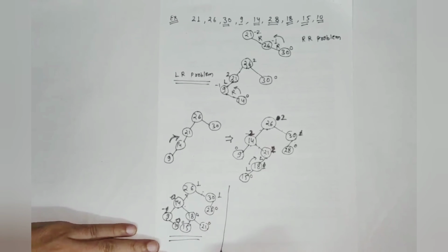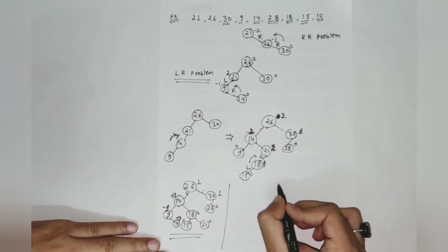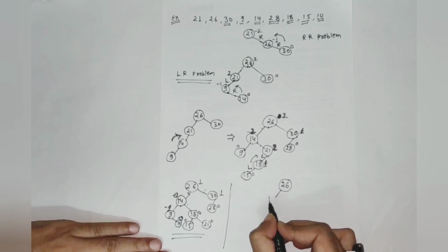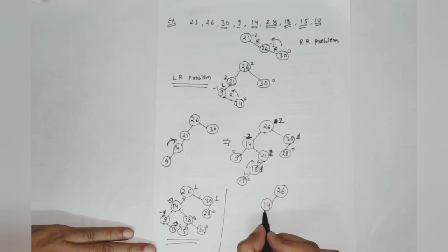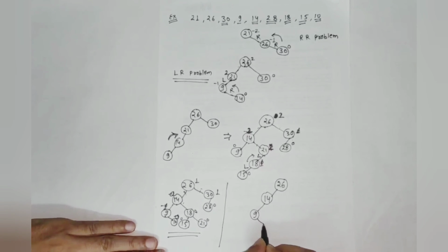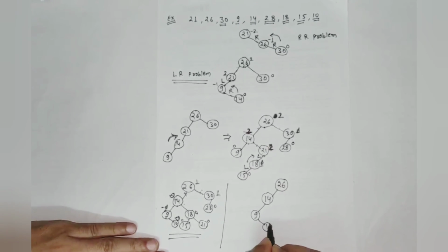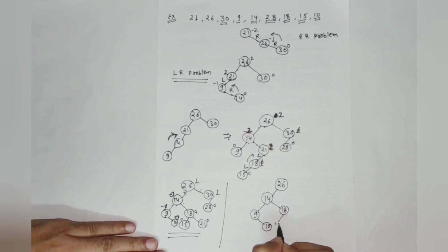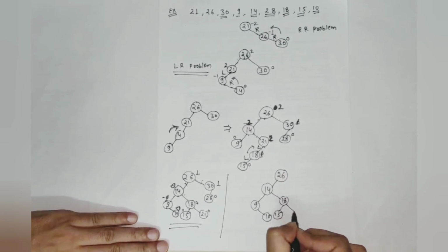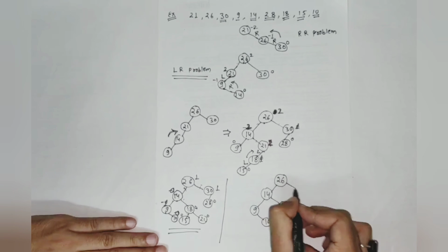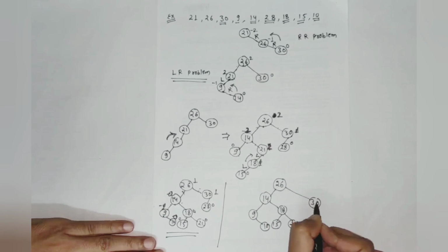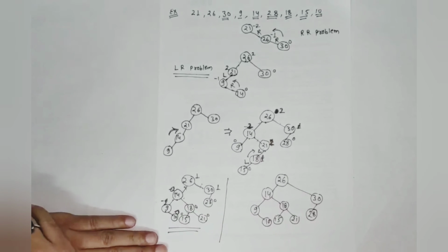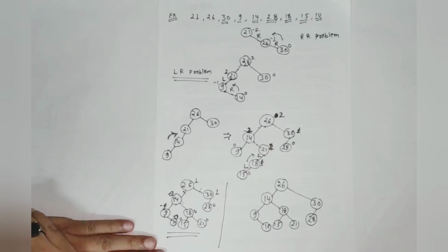Now I will rewrite this AVL tree neat and clean. 26, 14, 9, then 10, here 18, here 15, here 21, here 30, and here 28. So this is our final AVL tree.